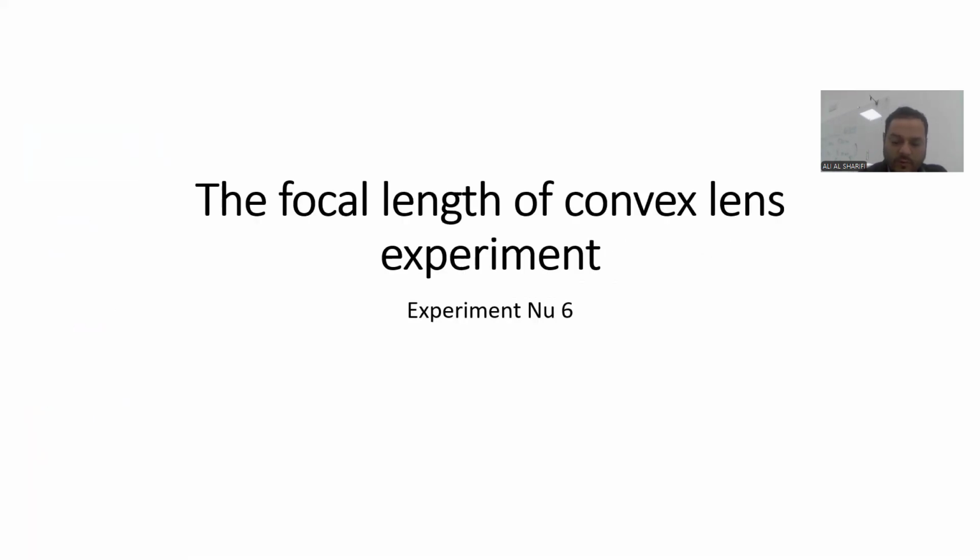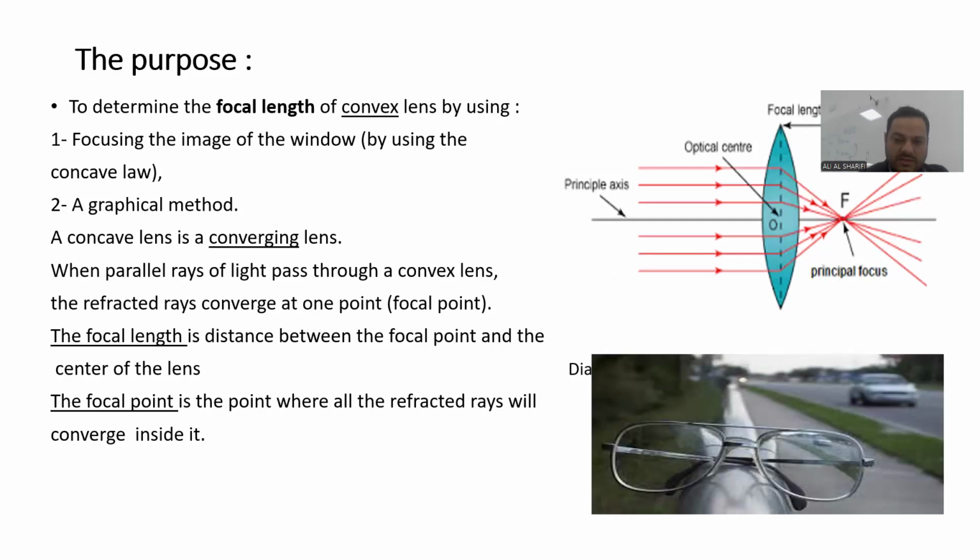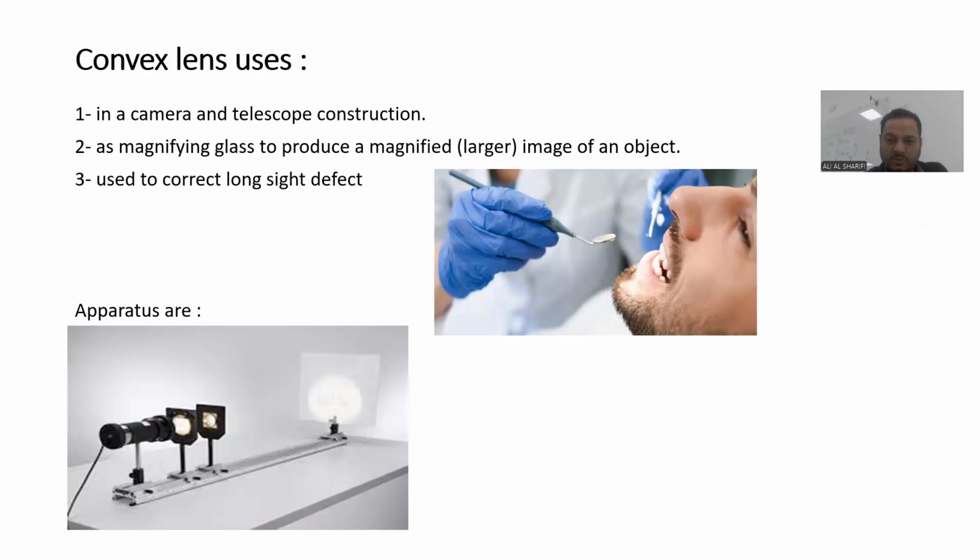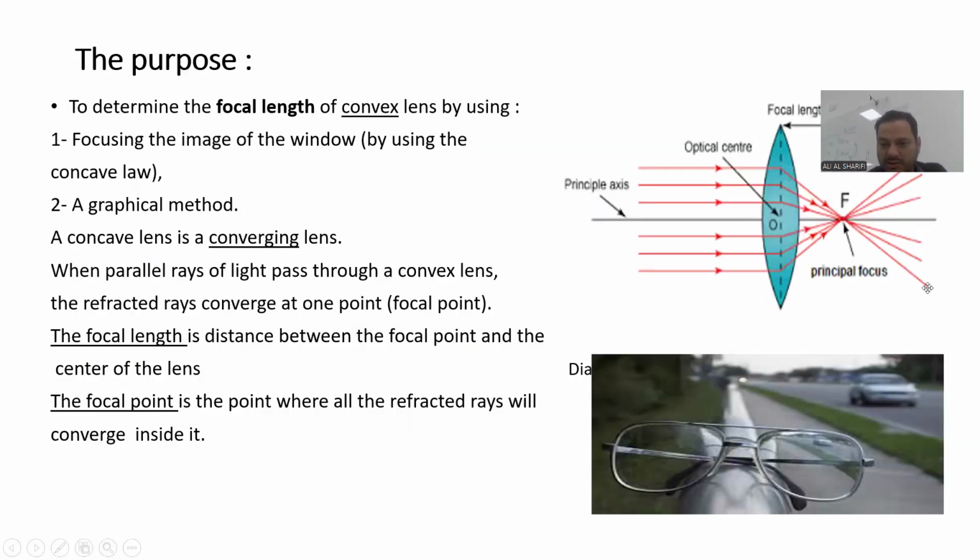The focal length of convex lens experiment. Let me talk about the important theoretical things first. Our purpose is to determine the focal length of a specific convex lens, which can be like this eyeglass or the dental tool used when doing some diagnosis procedure on a patient. We can use this picture. For example, let's try to determine the focal length of this convex lens, or this eyeglass.